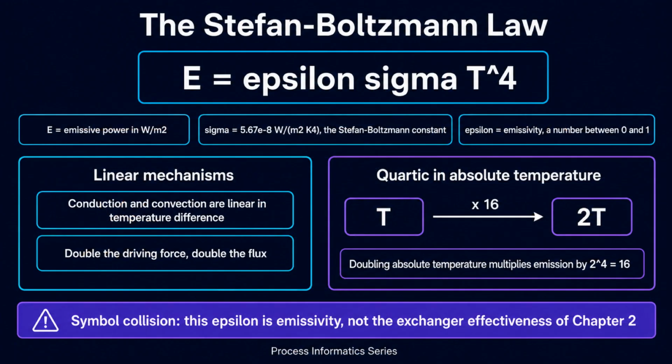The emissive power of a surface, meaning the energy it radiates per unit area per unit time in watts per square meter, is E equals epsilon sigma T to the fourth. Sigma is the Stefan-Boltzmann constant, 5.67 times 10 to the minus 8 watts per square meter Kelvin to the fourth. Epsilon is the surface's emissivity, a number between 0 and 1 measuring how good a radiator the surface is, and we take it up in detail on the next few slides. T is the surface's absolute temperature in Kelvin.